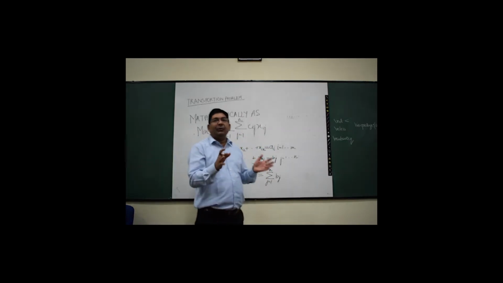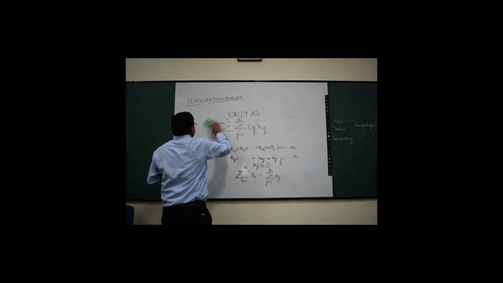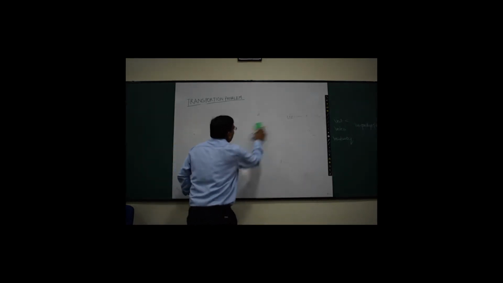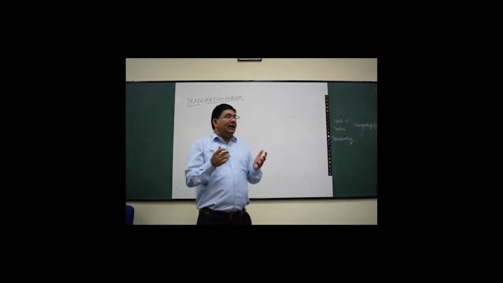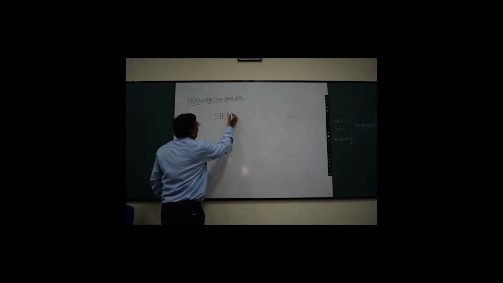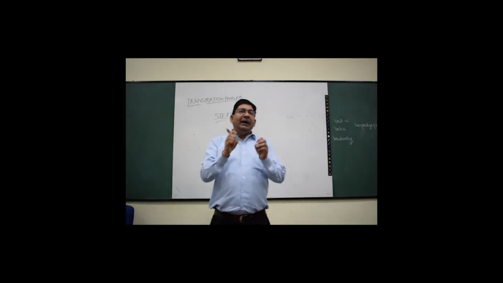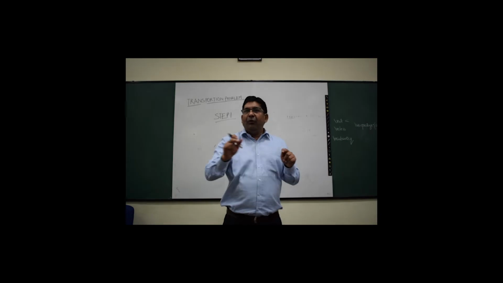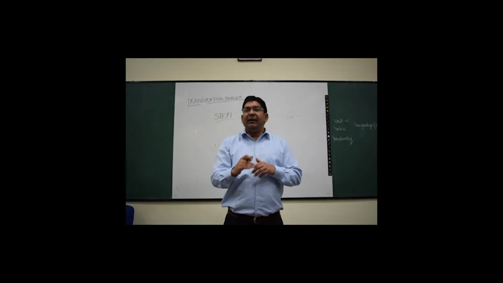Now, how to solve a transportation problem? We solve a transportation problem in various steps. In step 1, for solving a transportation problem, we first write the problem in the form of m rows and n columns, where the m rows denote your sources, the material available, and the n columns give the destinations.